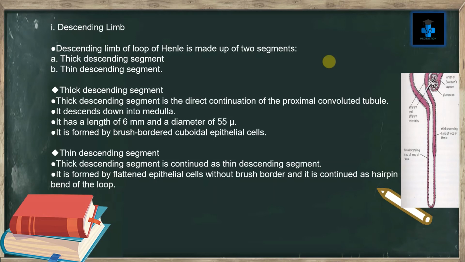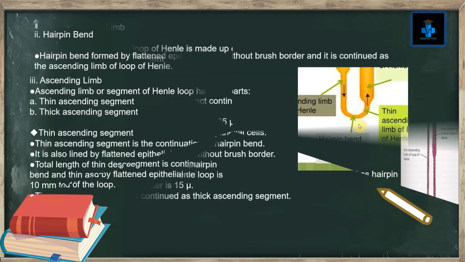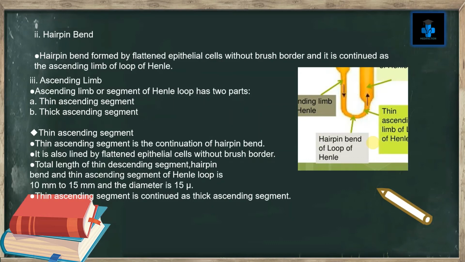Thin descending segment. Thick descending segment is continued as thin descending segment right here. It is formed by flattened epithelial cells without brush border and is continued as the hairpin bend of the loop. This right here is the hairpin bend of the loop. Hairpin bend. These are formed by flattened epithelial cells without brush border and is continued as the ascending limb of loop of Henle. This is the ascending limb of loop of Henle.